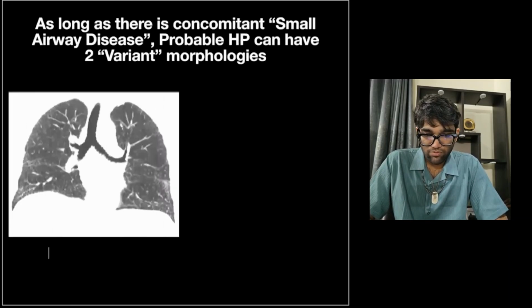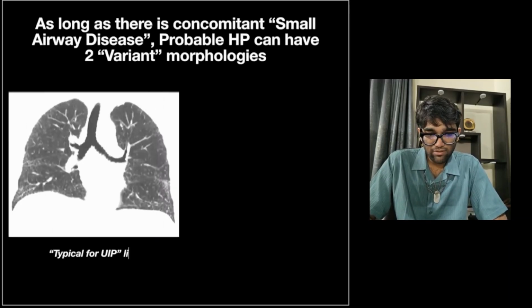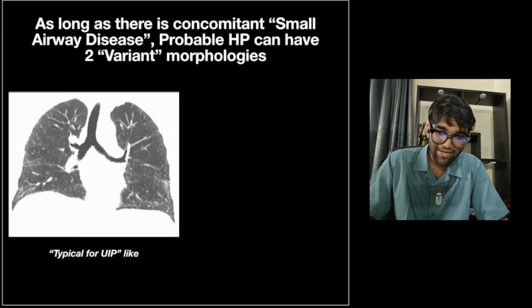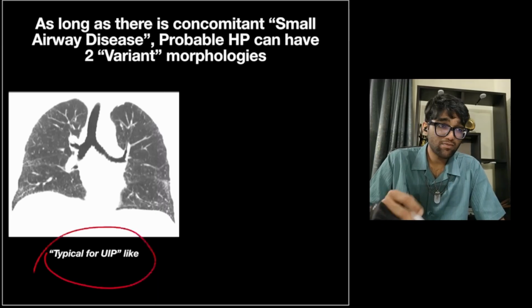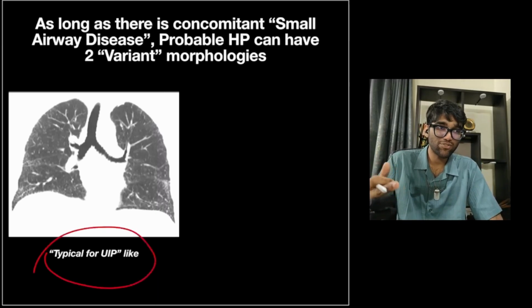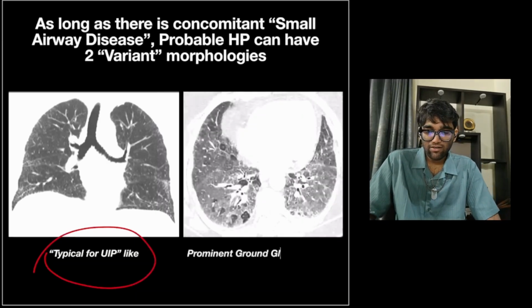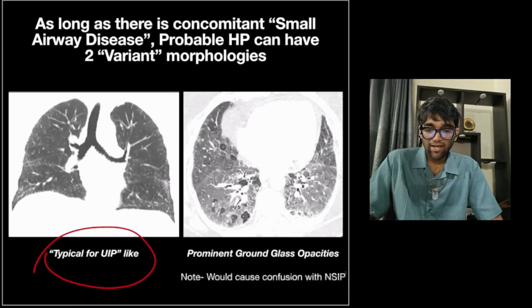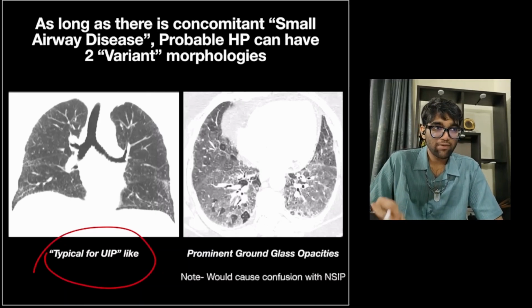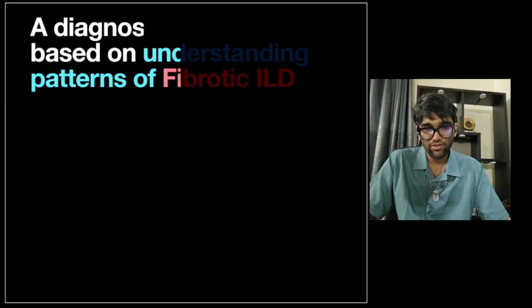Yeah, so these are the two variant morphologies that you might get in a patient with HP. That is, you can get typical for UIP, but small airway disease is present. So still, it could be HP, and in that situation, you'd probably require a biopsy even then. And this is your prominent ground glass opacities, and this would obviously cause confusion with NSIP pattern, which we'll come to. NSIP often has the prominent GGOs. We've discussed this previously in our discussion on data.